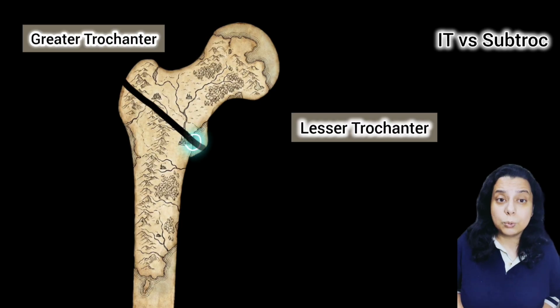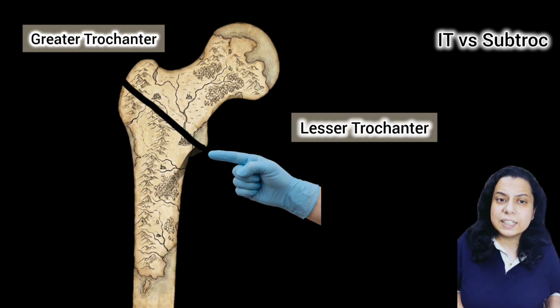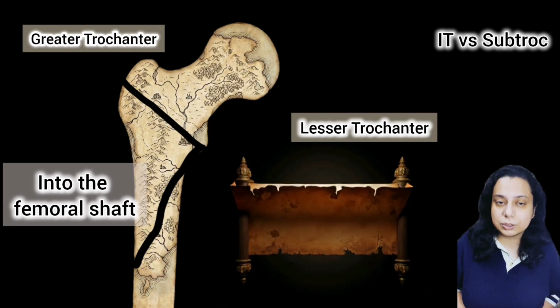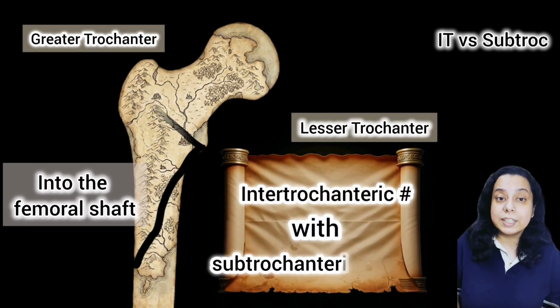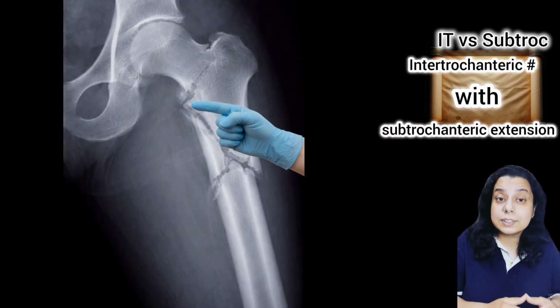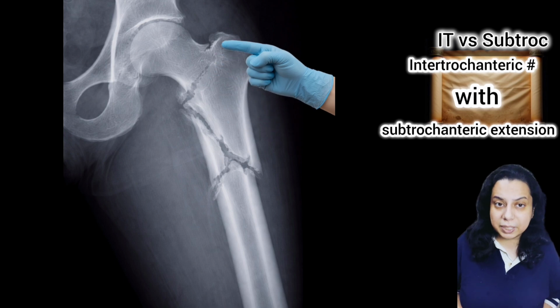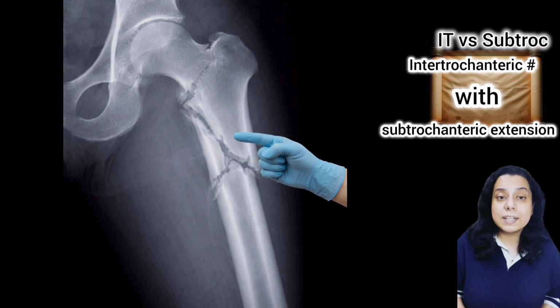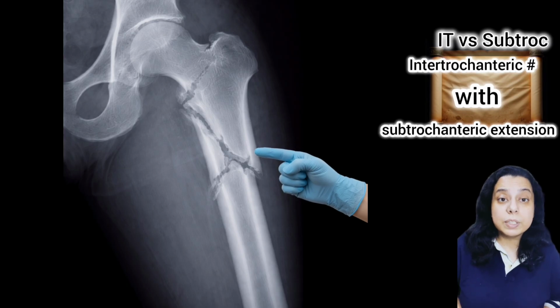Now, if there was a fracture which didn't know where to stop and tails down into the shaft, that would be an intertrochanteric fracture with subtrochanteric extension. You will see the typical intertrochanteric break, but then a long vertical or spiral crack extends down into the shaft of the femur.